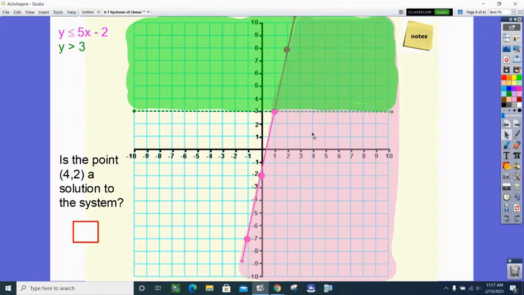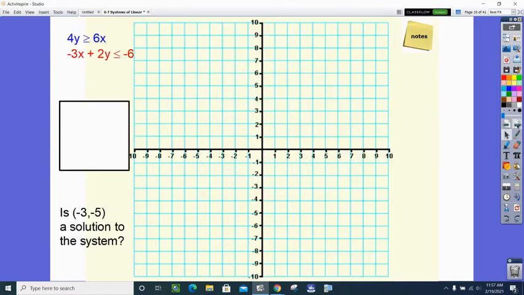So is (4, 2) a solution? If you see, I plot that point, and we can see that it is a solution to that pink inequality. It is not a solution to the green, so it is not a solution to the system. And again, you could have done it algebraically by doing a check in both inequalities. Okay, let's do one more here before we say where do we use this in the real world.